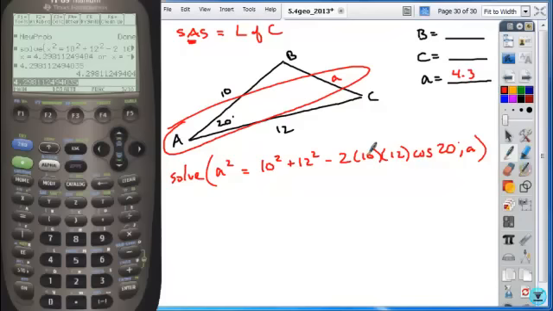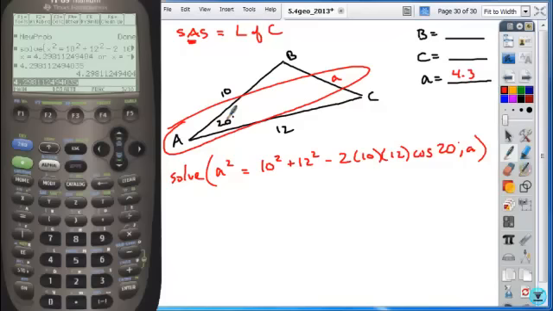All right, so in looking at this, we found side A. Now all we need to do is find angles B and C. So you have two choices here. If you wanted to, you now have a pattern of SSS, which means you can use law of cosines to find your next angle. But you also have a pattern of SSA, right? 4.3, 12, and 20, 4.3, 10, and 20. So you have a choice.